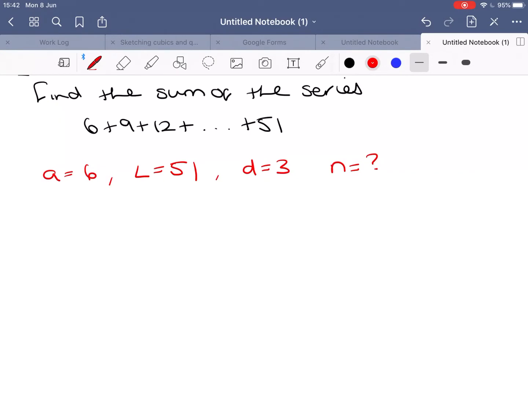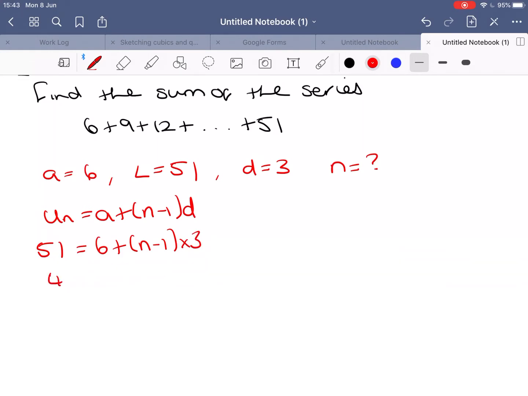If you think about both of those equations for the sum to n terms, you need to know what n is, because both of them start with n over 2. So that means on a question like this, I have to work out how many terms are in this series. So I have to use my equation un equals a plus n minus 1 d, because I know 51 is my last term, my nth term. So that is 6 plus n minus 1 times 3.